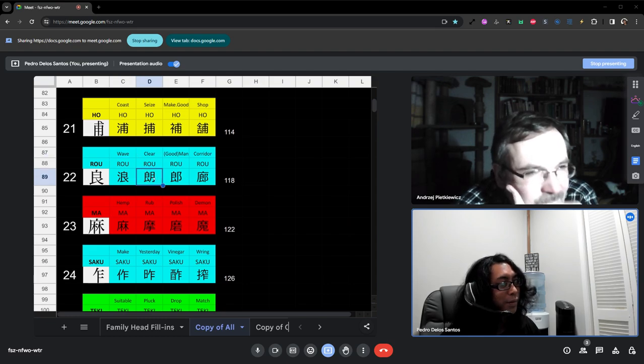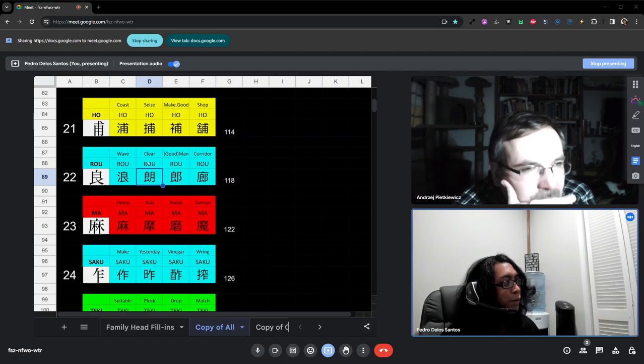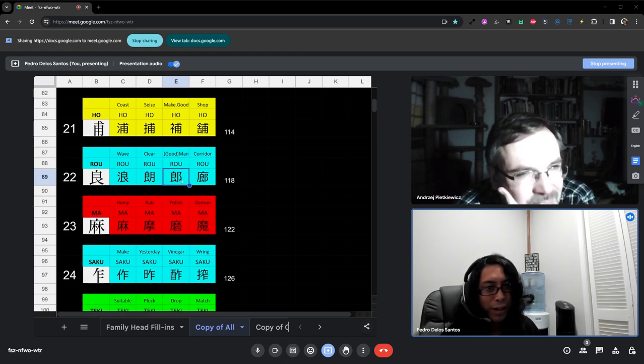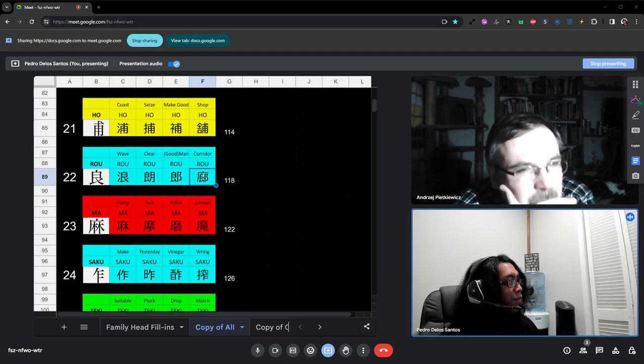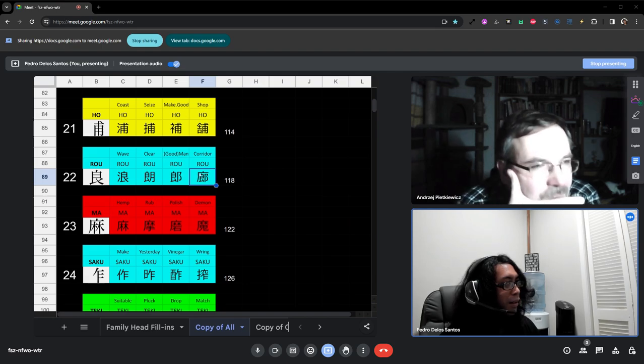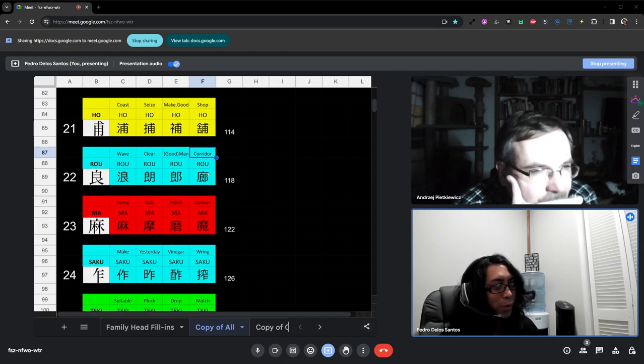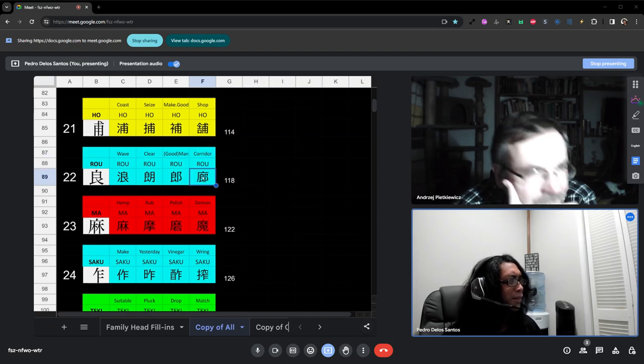This is a moon. In this case, it usually means flesh or body, but it's moon. Good moon, clear. Good, and then you have right village. The good man comes from the right village. And then you have the good man underneath the building, so he's in the corridor. That's the idea of that one.